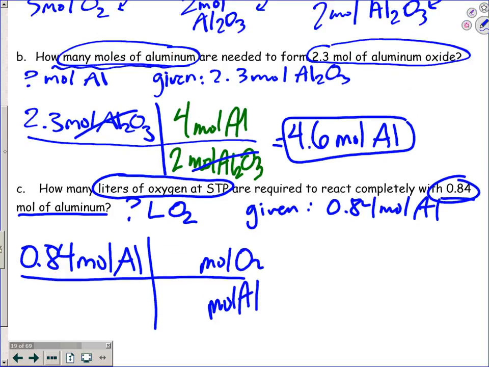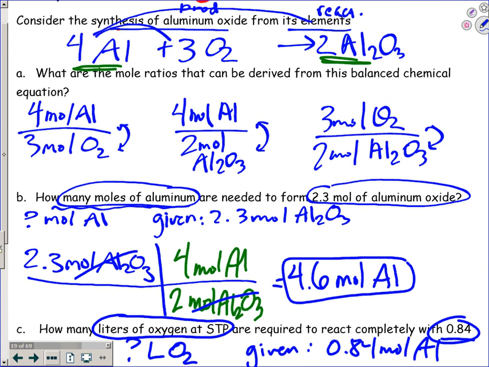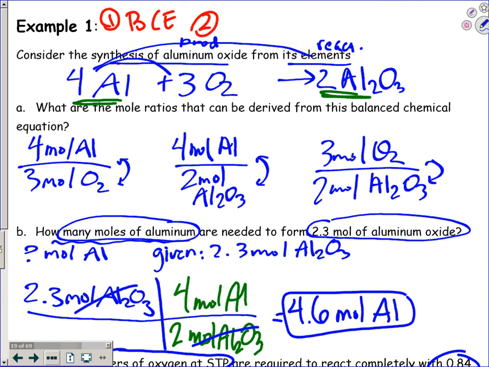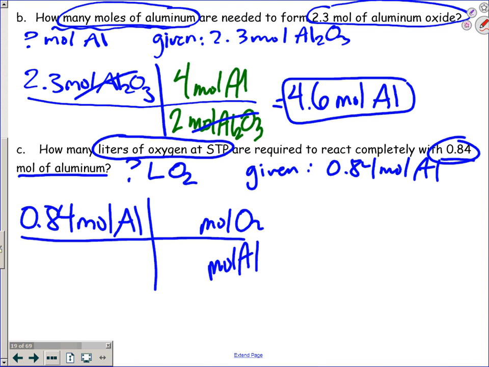What is the relationship between them? So for every 4 aluminums, I'm going to use 3 oxygens. 4 to 3. Okay, so you gotta have that ratio in front of you. 3 moles of oxygen for every 4 moles of aluminum. Write BCE on top of this if you forget that's where these numbers are coming from. I'm not just pulling them out of thin air. This is coming from the balanced chemical equation.